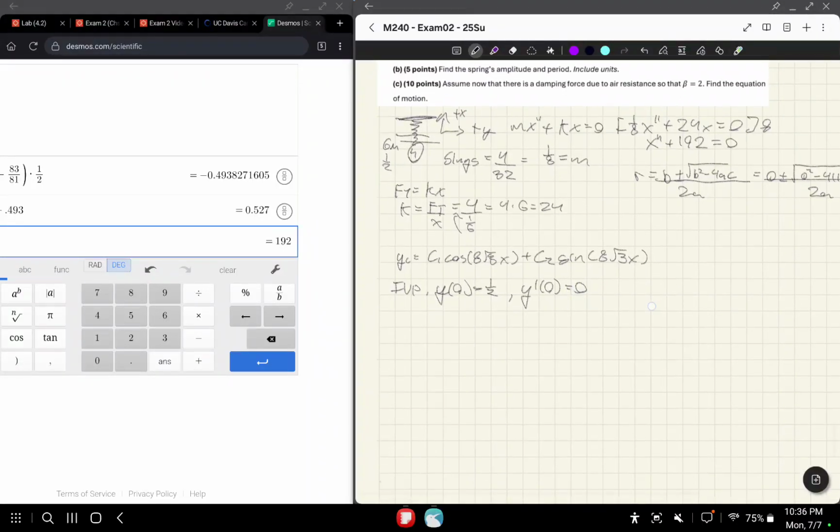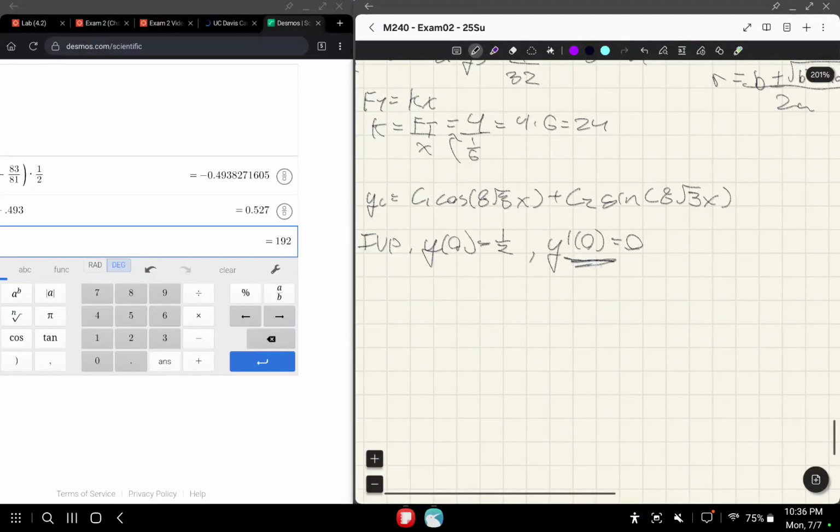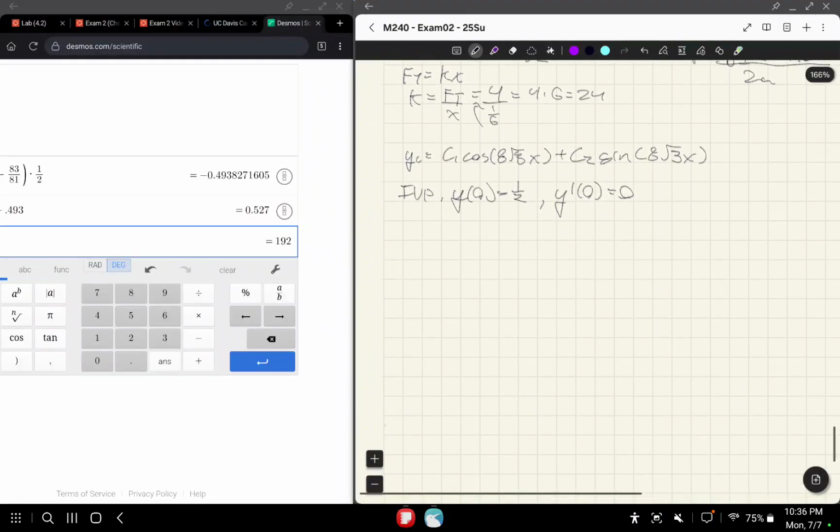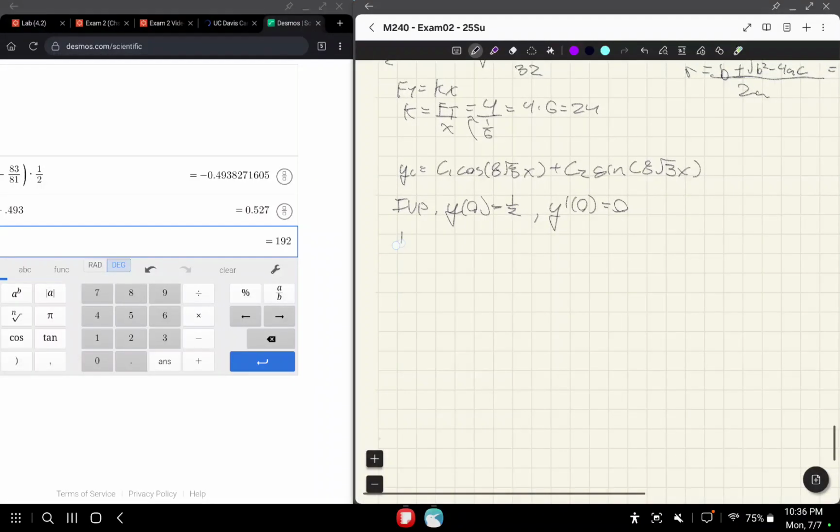We'll be doing a shortcut with the derivative because it makes it simpler. So 1/2 equals C1 cosine of 0, plus C2 sine 0, and C1 will equal 1/2. C1 equals 1/2.